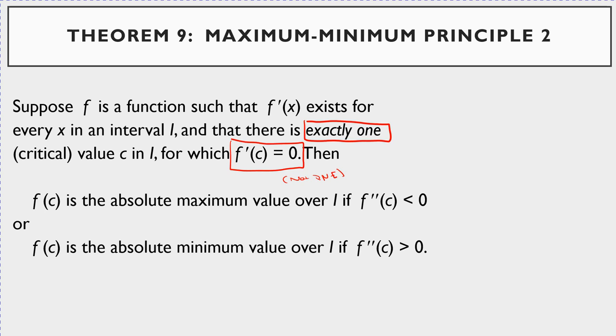Then f of c is an absolute maximum value over I if the second derivative evaluated at c is less than 0, or f of c is an absolute minimum value over this interval I if f double prime of c is greater than 0. So this is just like the second derivative test, okay? And what we're able to say then is, oh, look, if there's only one, it's got to be an absolute max or an absolute min value.